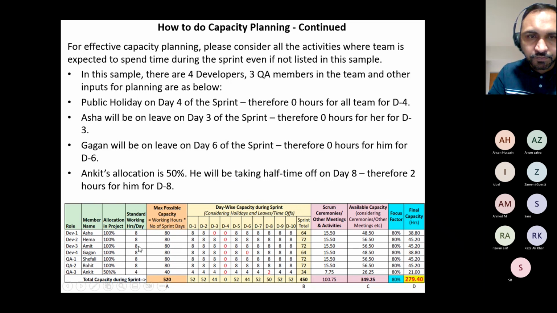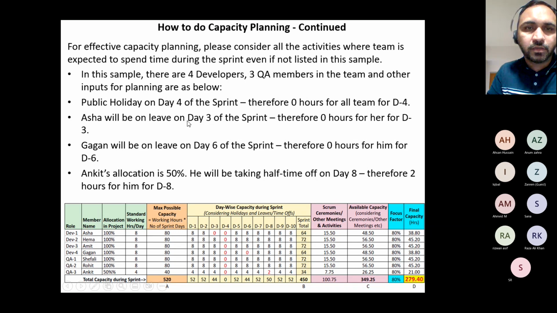Standard working hours are in this column, as you can see, look at my pointer. Others are 100%, so we put 8 hours. Standard, again standard. Now, Gagan will be on leave on day 6 of the sprint. So look at day 6 and look at Gagan right here on developer 4. Put 0 out here. 0 hours for her, right? Sorry, where was Gagan? Okay, right here. Therefore, 0 hours for him.